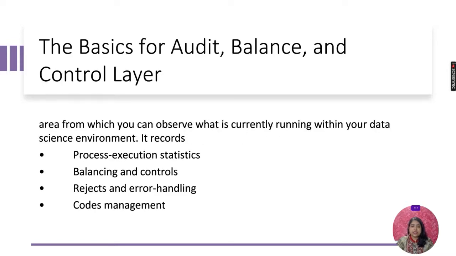Now the next layer is the audit, balance and control layer. So this is the area where you observe what is currently running within your data science environment. So it basically records the process execution statistics. When the process is getting executed, at that time it is going to record its execution statistics. Balancing and control is taken care of. Rejects or error handling, if it happened in the project or the process, that also is recorded, and the code management is also done in this layer.